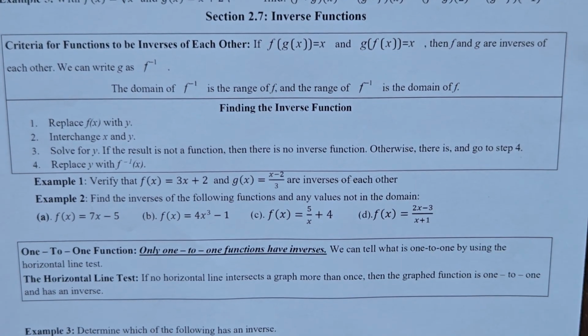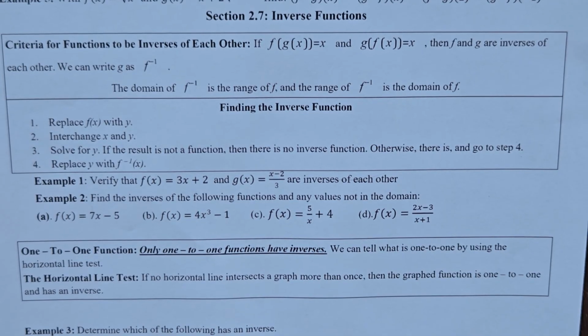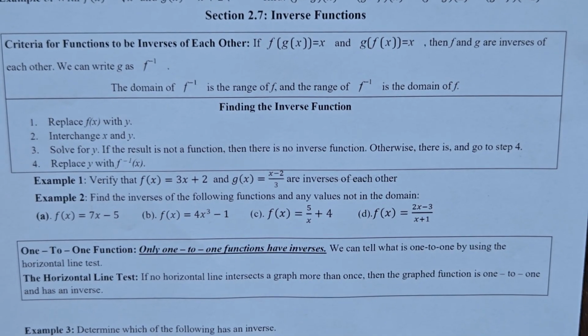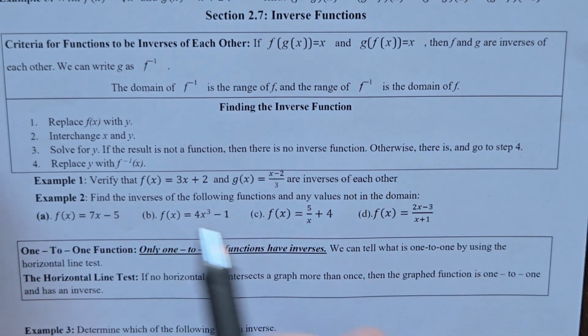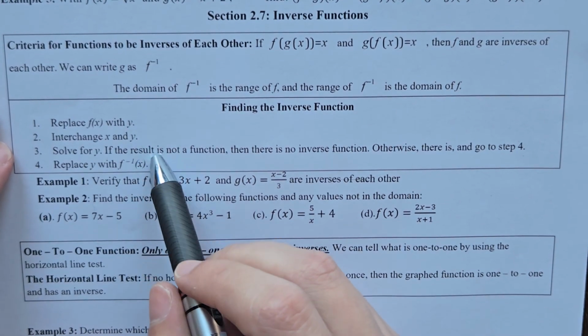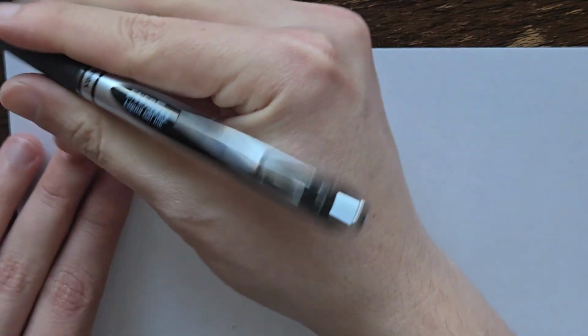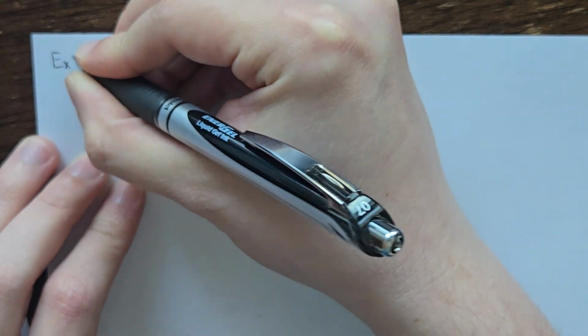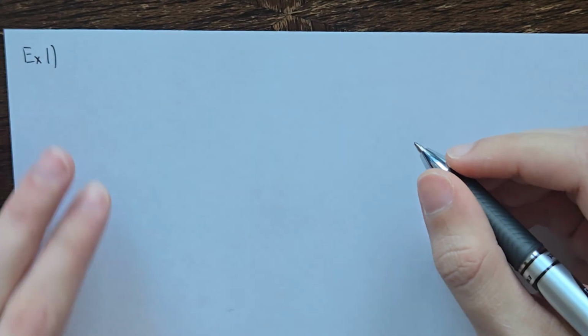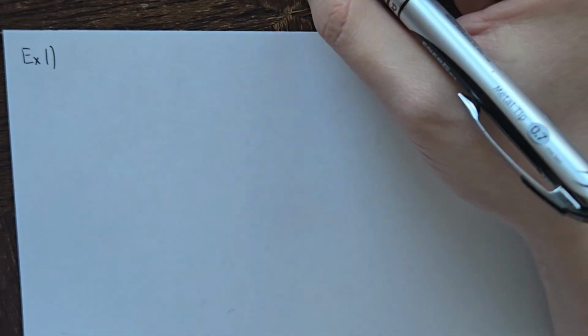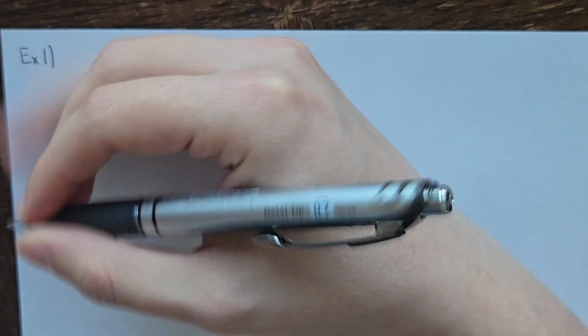Let's look at some examples real quick about how we can verify whether or not a given function is an inverse, and then also use this process right here to figure out what the inverse of a particular function will be. So let's start with example one. And we'll first look at verifying that the given functions are inverses of each other.